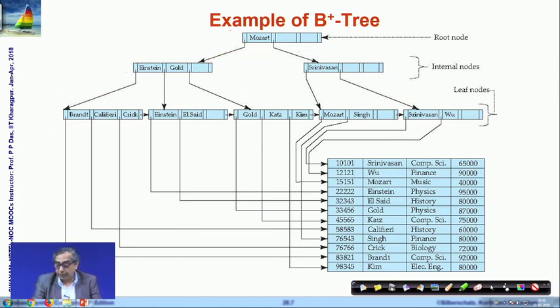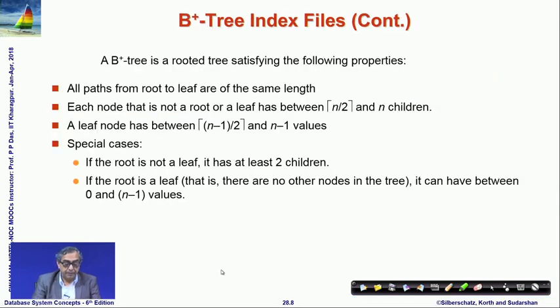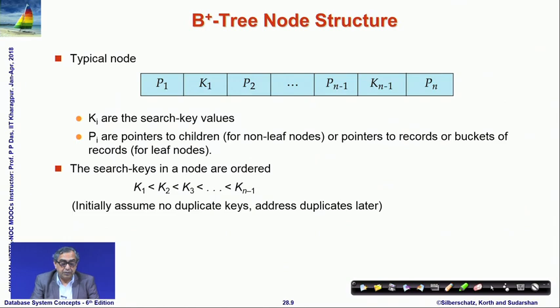So, that is a basic property of 2-3-4 tree generalized into B plus tree. Each node that is not a root or a leaf has between n/2 and n children. A leaf node has between (n-1)/2 and n-1 values. If the root is not a leaf, then it has at least 2 children, and if the root is a leaf, there are no other nodes in the tree, then it can have between 0 and n-1 values, which is quite obvious.